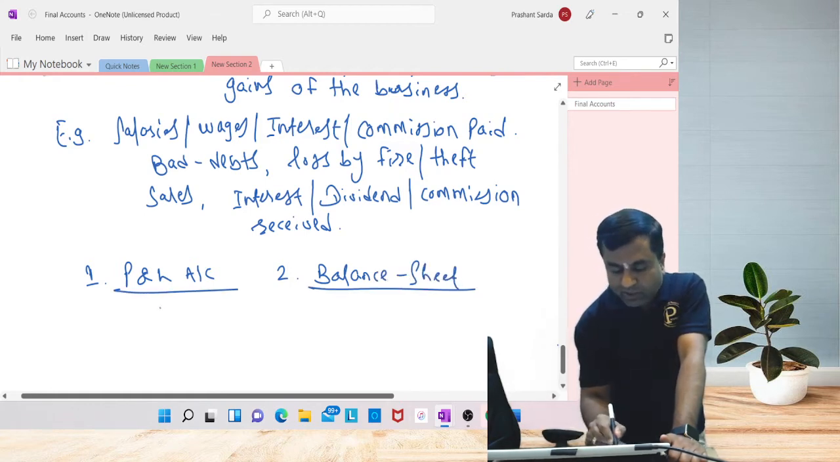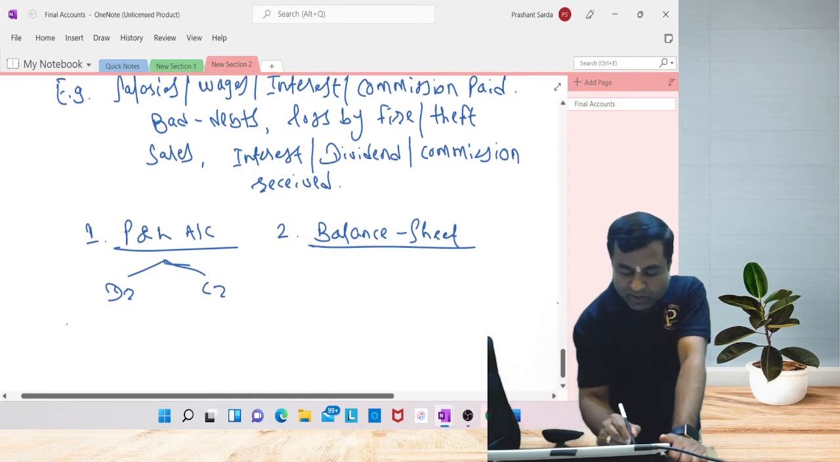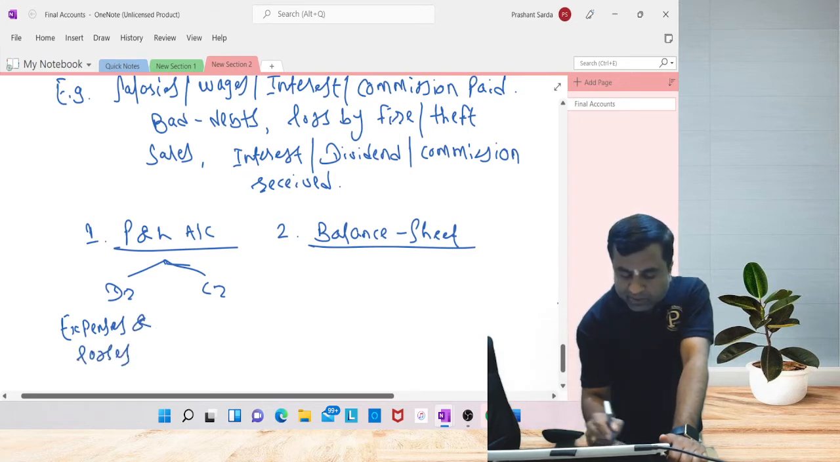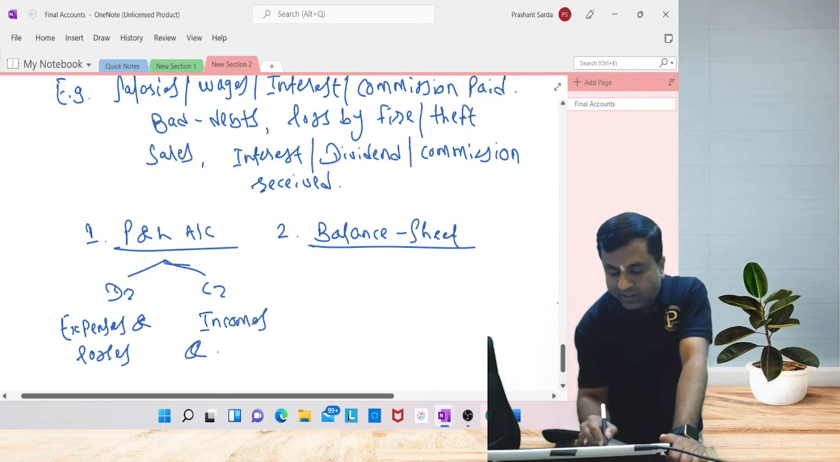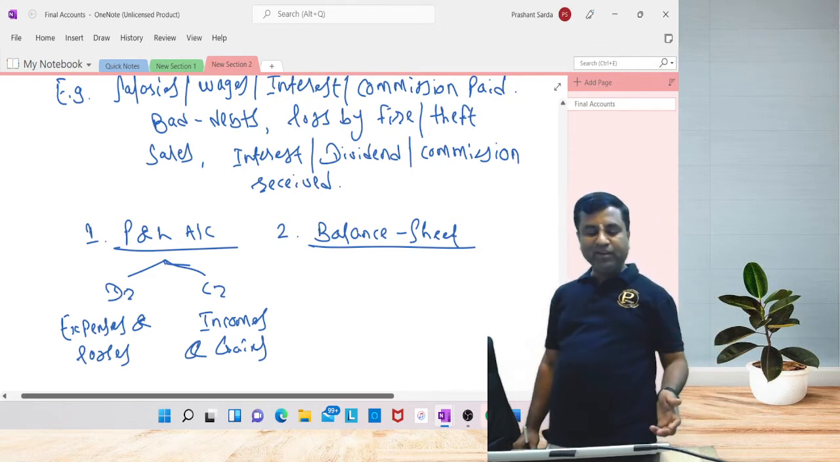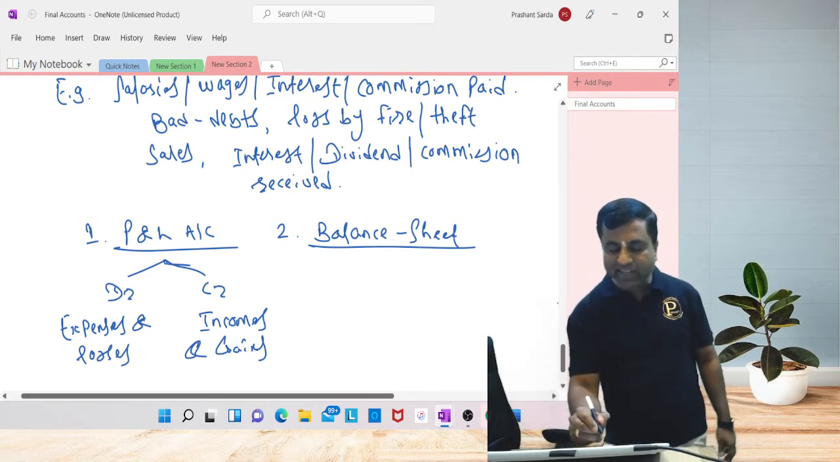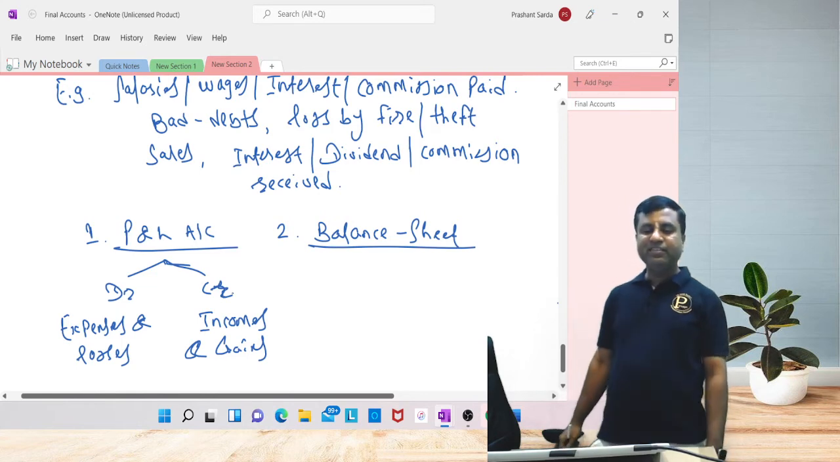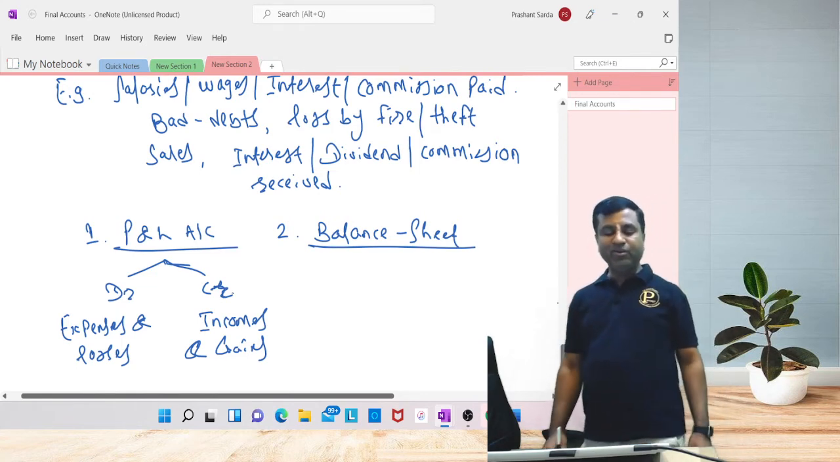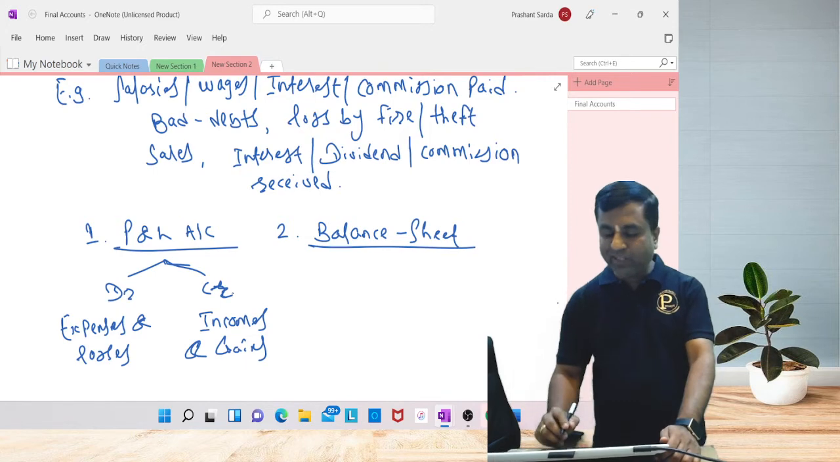So what is there in the profit and loss account? We all know there are two sides, one is debit, another is credit. What goes in debit? As usual, debit all expenses and losses, credit all incomes and gains. That is the golden rule of accounting. This is the basic rule. So what you write on the debit side will be nominal accounts, and on the credit side also nominal accounts, because all expenses, losses, incomes and gains are nominal accounts. So simply I can say that the profit and loss account is a nominal account.